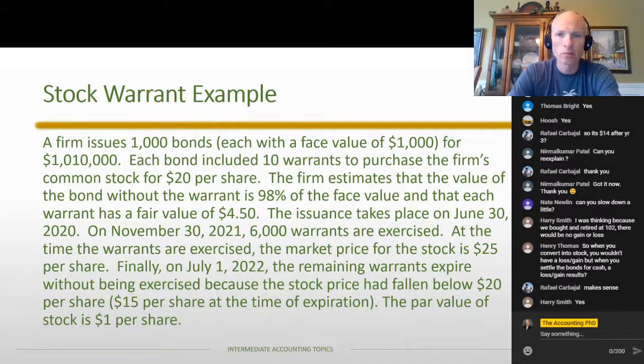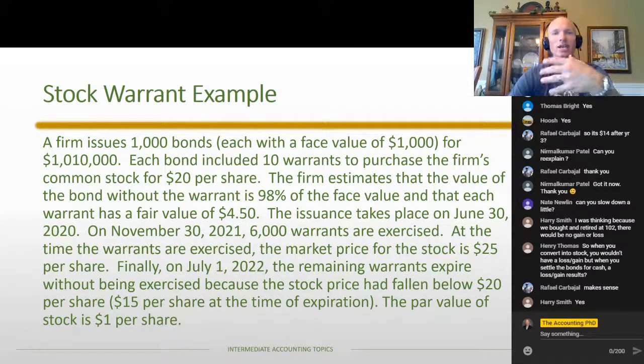So a firm issued 1,000 bonds for $1,010,000. Each bond included 10 warrants to purchase the firm's common stock for $20 per share. The firm estimates the value of the bond without the warrant is 98% of the face value, and each warrant has a fair value of $4.50. The issuance takes place on June 30th, 2020. On November 30th, 2021, 6,000 warrants are exercised. At the time the warrants are exercised, the market price for the stock is $25 per share. And then finally, on July 1st, 2022, the remaining warrants expire without being exercised.